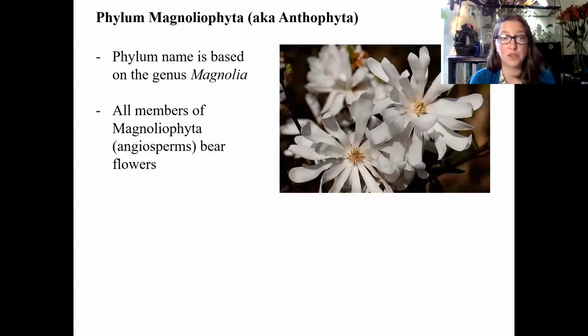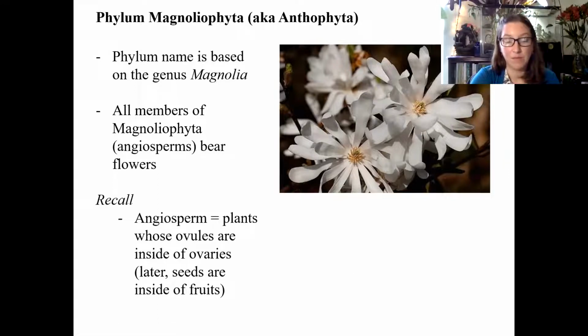All members of the angiosperms bear flowers, every single one. So if you're an angiosperm, it means at some point in your life cycle, you will make a flower. Doesn't mean you have flowers on you all the time, right? But it just means that at some point in your life cycle, you will make a flower. So every angiosperm, all 370,000 of them, make flowers.